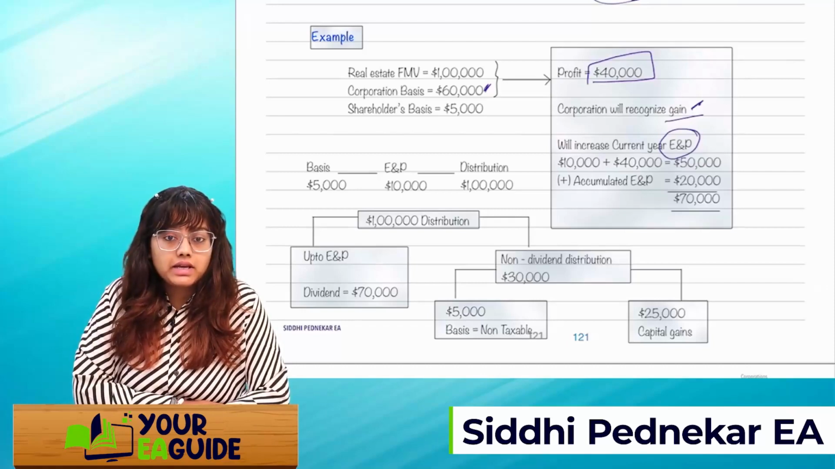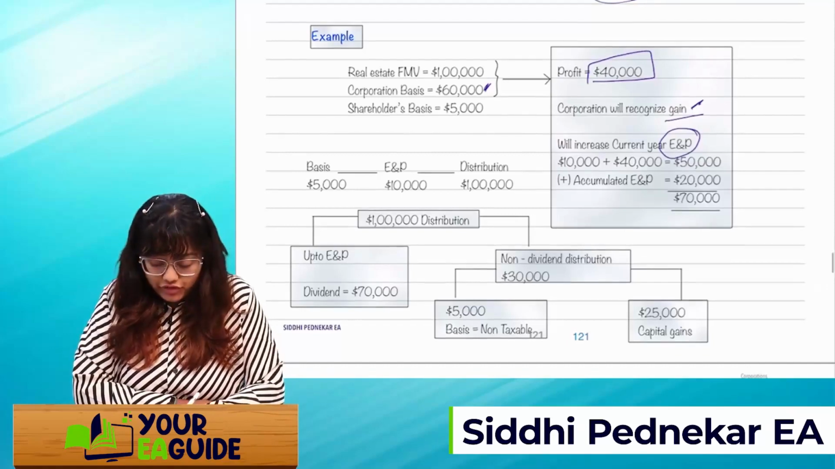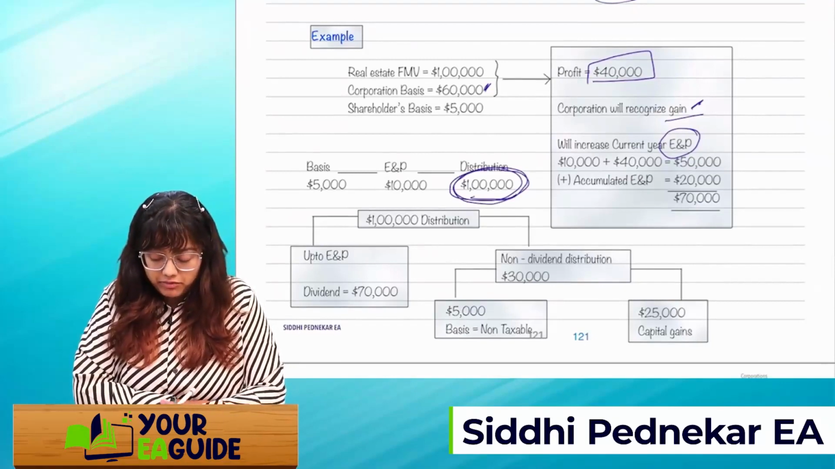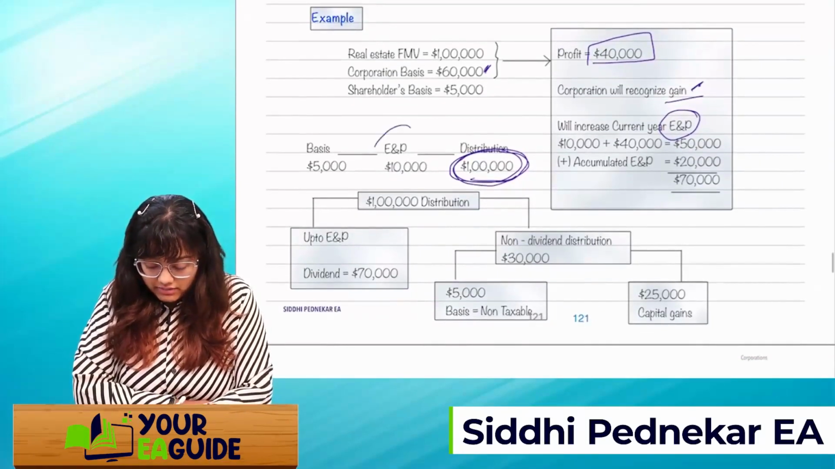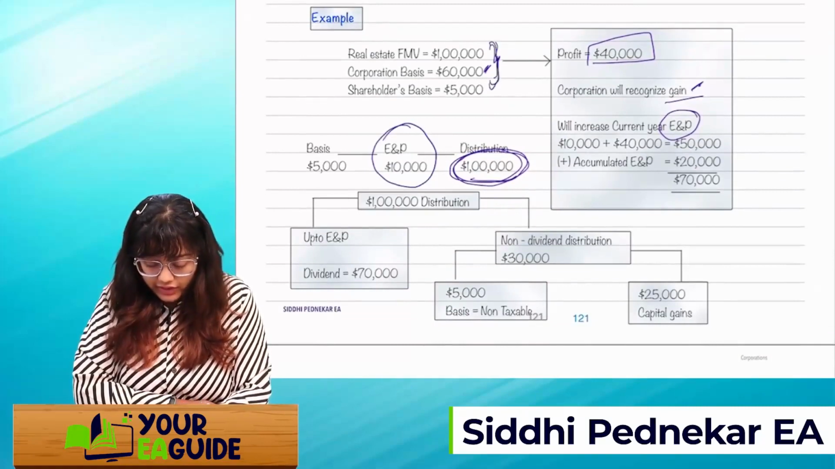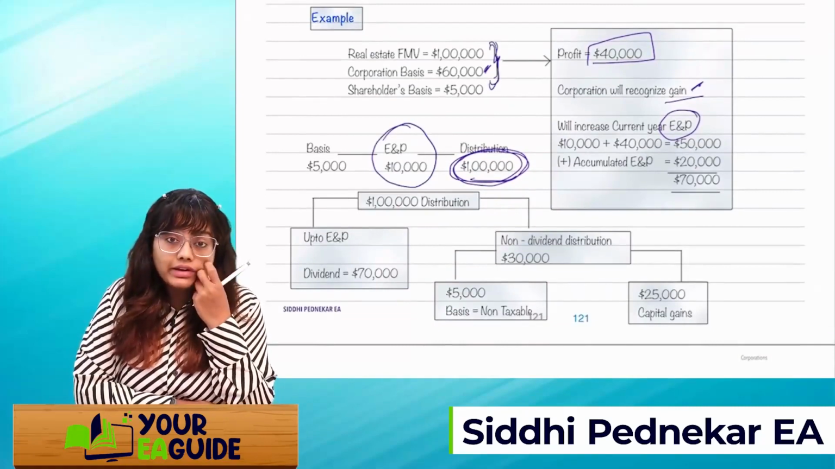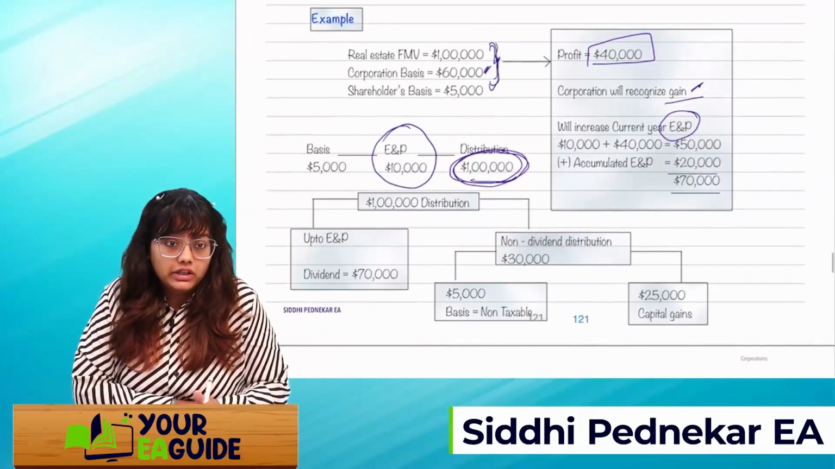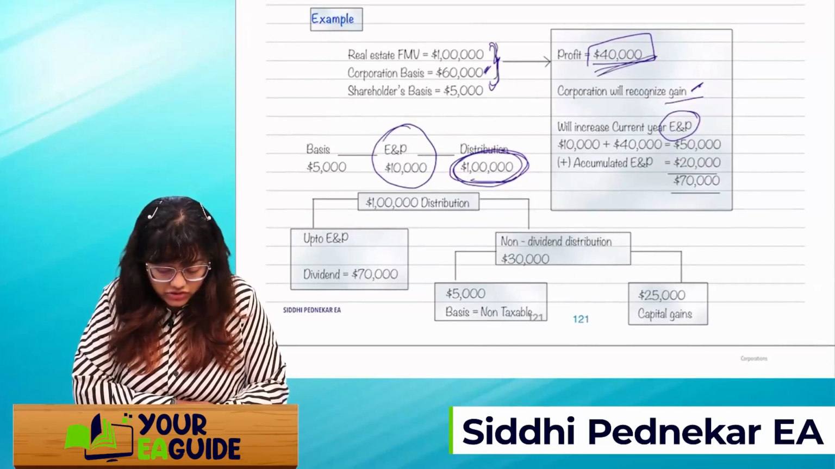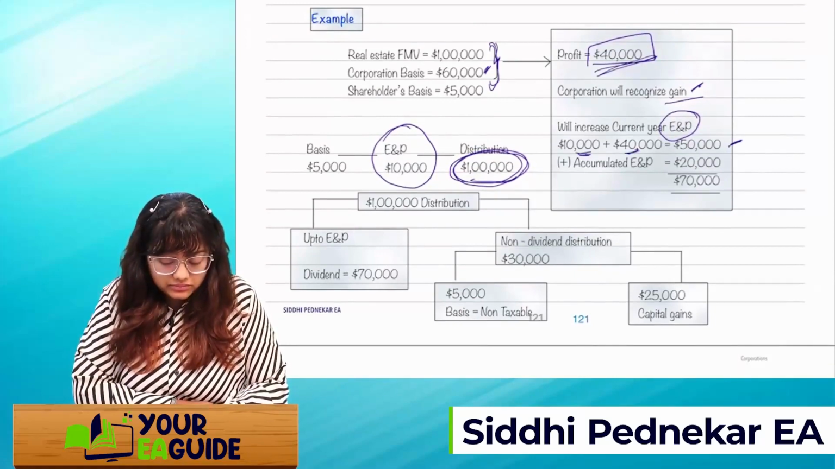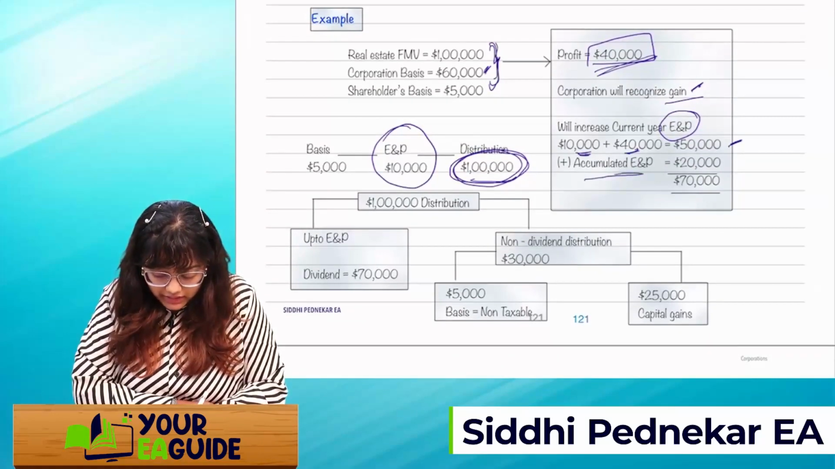Current year ENP is 10,000. And we have distributed 1 lakh. So out of this 1 lakh, how will we bifurcate? But before bifurcating this, in this 10,000, we will add the profit which we have gained on the real estate which we are transferring. Okay, so the gain is 40,000. So we'll add this 40,000 to the 10,000 ENP. That comes to 50K.